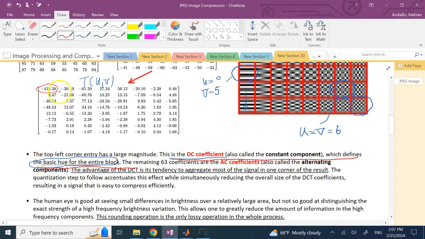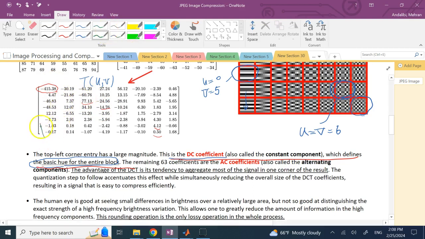This one is quite larger than all other numbers. I mean, look at these numbers: 0.5, 4, 14, even 77. This guy is 400. So the DC value is way bigger than the other numbers, okay? Just keep that in mind.